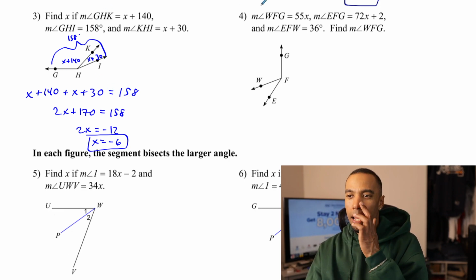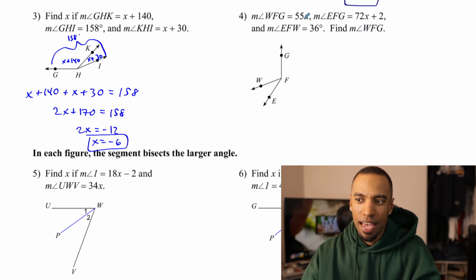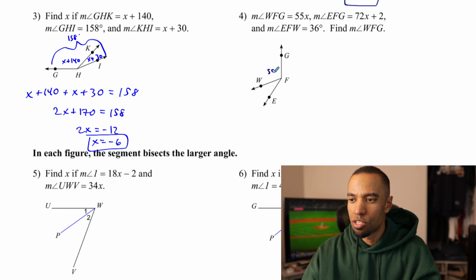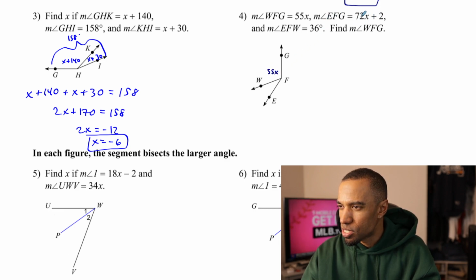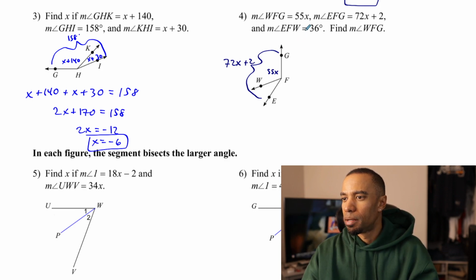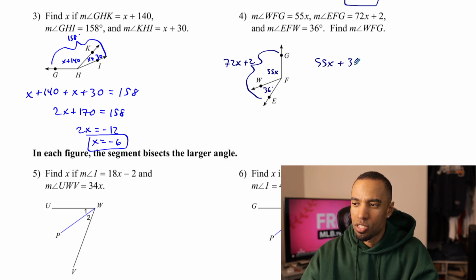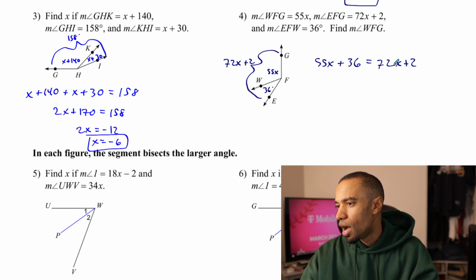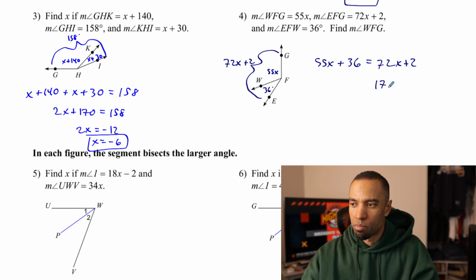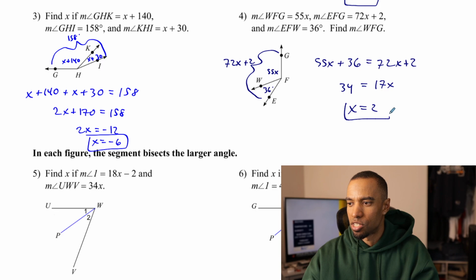All right. Next one, we're going to find the measure of angle WFG, which is 55x, but I got to solve for x first. WFG is 55x. EFG is 72x plus 2. That's the big guy, EFG. We're hitting the whole alphabet. And EFW is 36 degrees. That's the little guy there. So 55x plus 36 equals 72x plus 2. These terms do not combine right there. We will combine the 55x with 72x when we subtract it over and get 17x. Subtract that over, we get 34. Divided by 17, we get x equals 2.